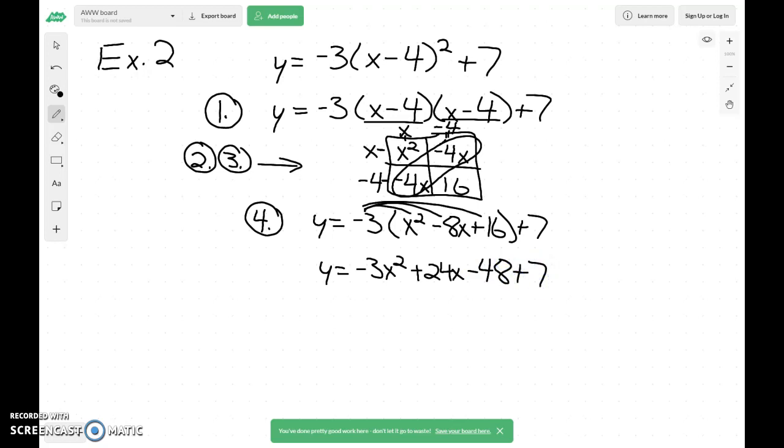-48. Should be -48. All right. Now, getting a little ahead of myself. So now we're going to do the 5th step, and the 5th step is to combine like terms, which we know we can combine this last number.